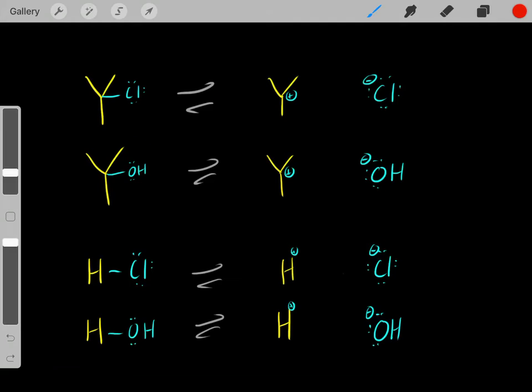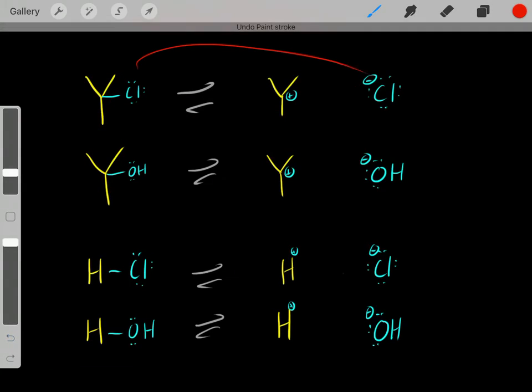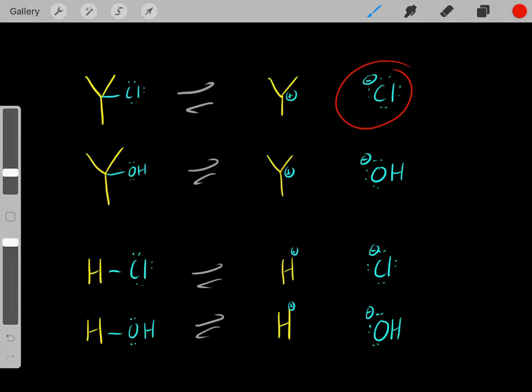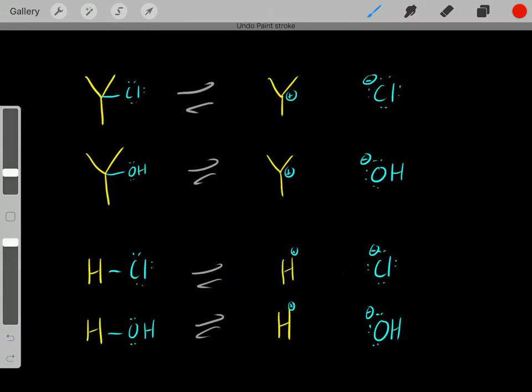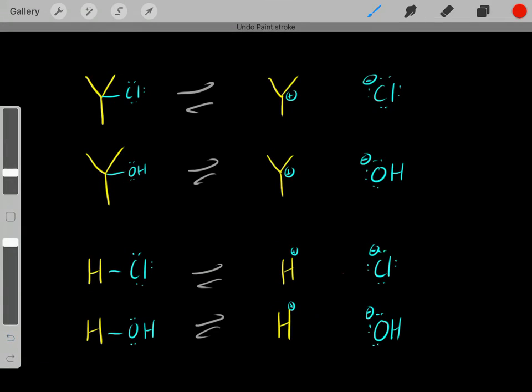However, we might ask, which set of reactions is more likely? Is this chlorine a better leaving group? Or is this hydroxyl a better leaving group? So to determine that, we need to find out, is this chloride a more stable leaving group? Or is this hydroxide a more stable leaving group? So how can we determine which is a better leaving group? Well, the way we determine this is by looking at their analogous respective acids.